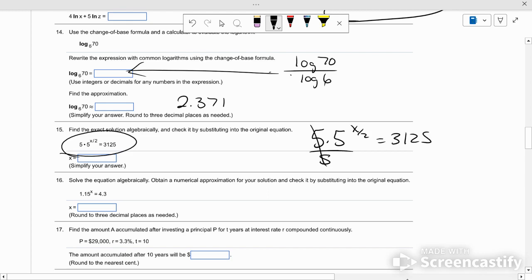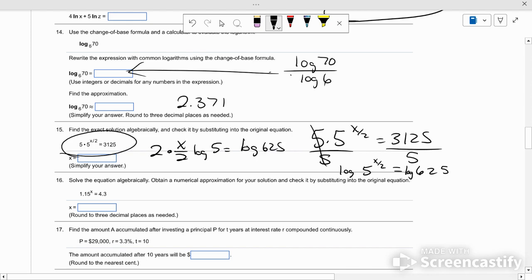Divide by 5. So 5 to the x over 2 power equals 3125 divided by 5 is 625, correct? Now we can use our calculator. I wouldn't have to, but we can. Using your calculator, take the log of both sides. So x over 2 log of 5 equals log of 625.